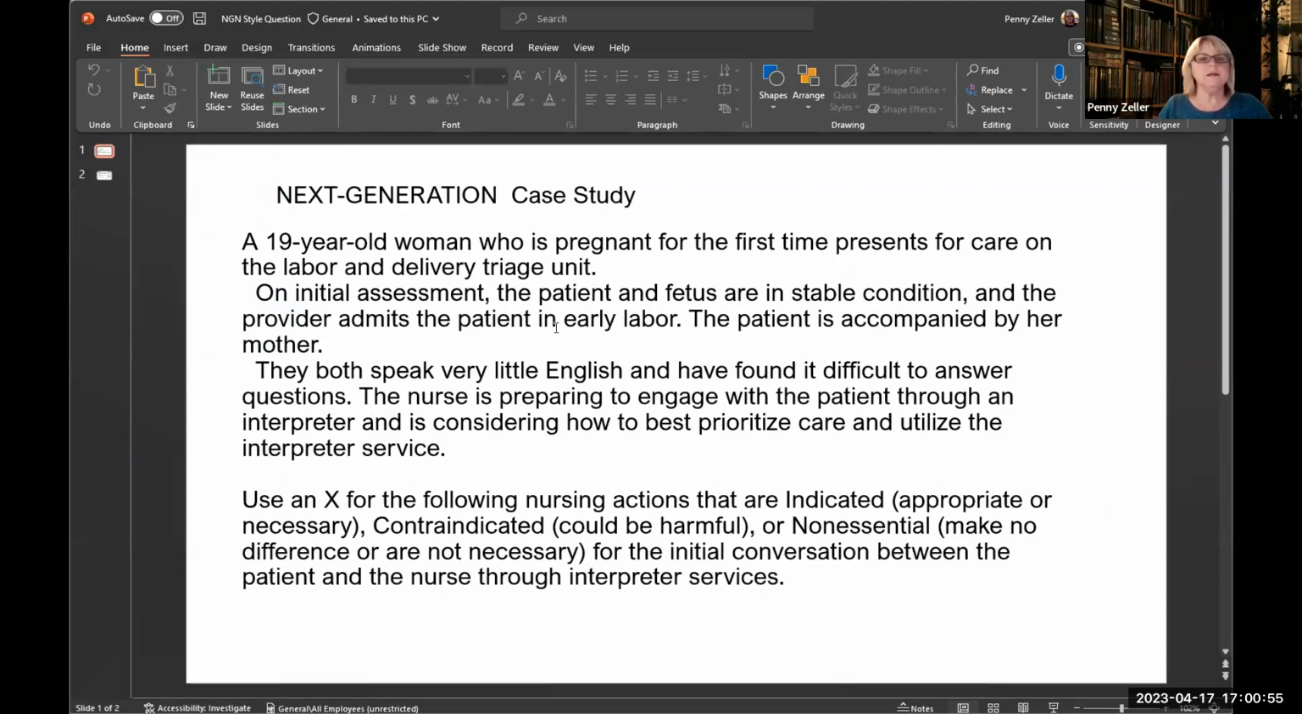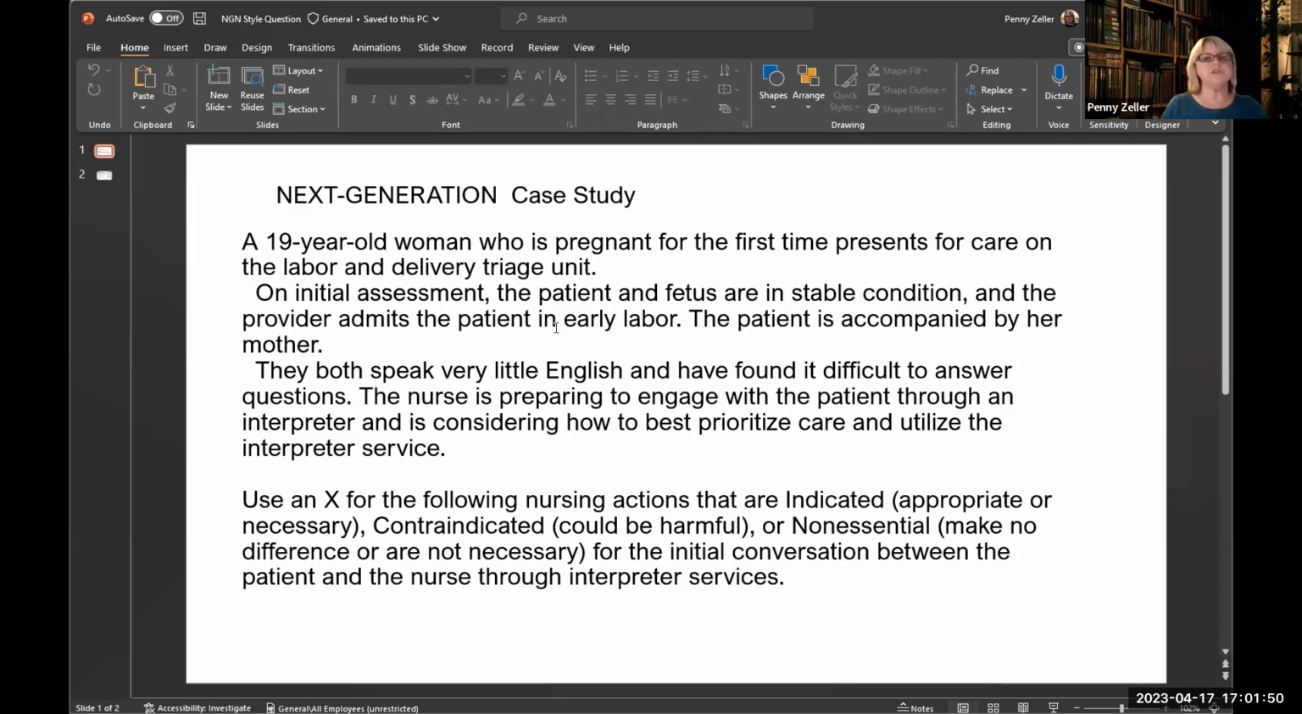Okay, so this one is a cultural question. Okay, so 19-year-old woman who is pregnant for the very first time. She presents for care on the labor and delivery triage unit. So she's been pregnant a while. Okay, on initial assessment, the patient and fetus are in stable condition, and the provider admits the patient in early labor, and the patient is accompanied by her mother. They both speak very little English and have found it difficult to answer questions. The nurse is preparing to engage with the patient through an interpreter and is considering how best to prioritize care and utilize the interpreter service.